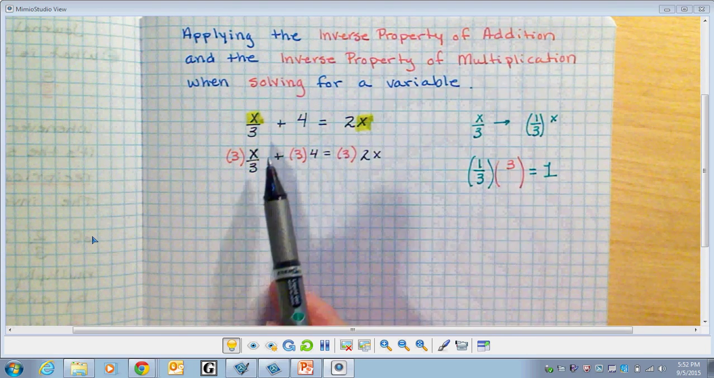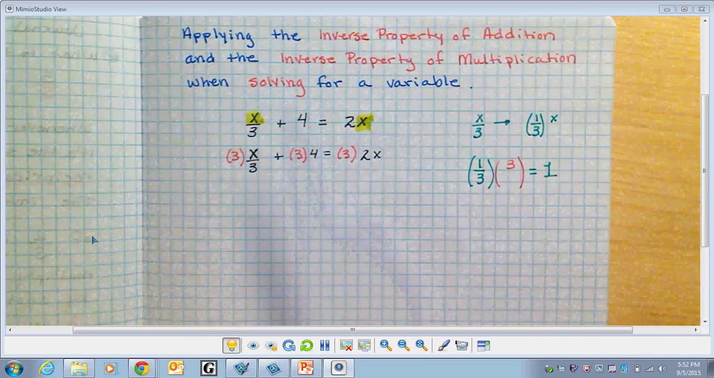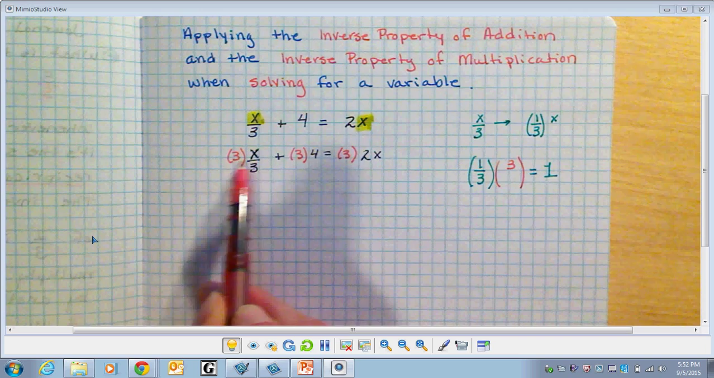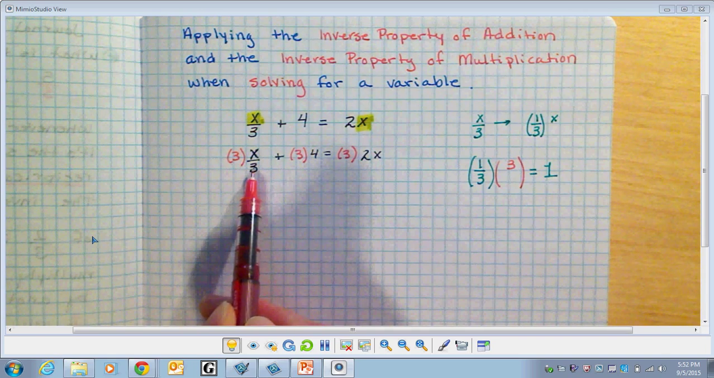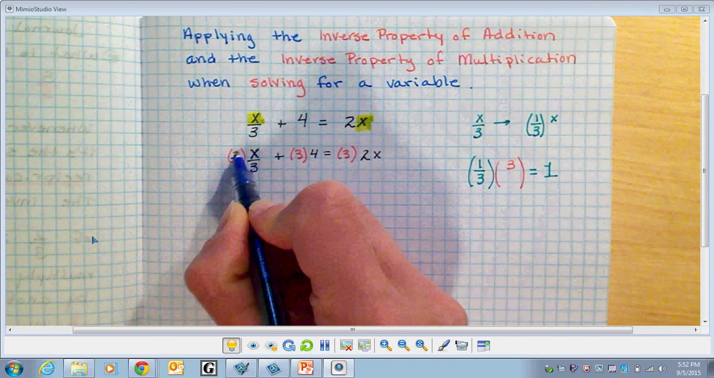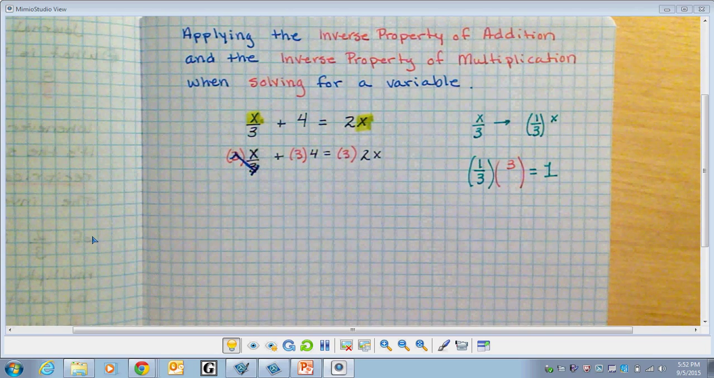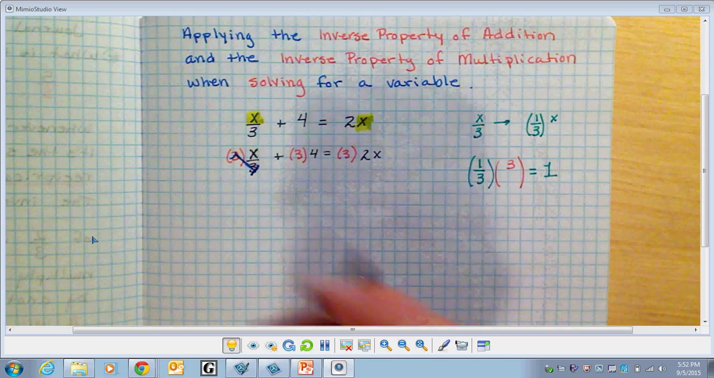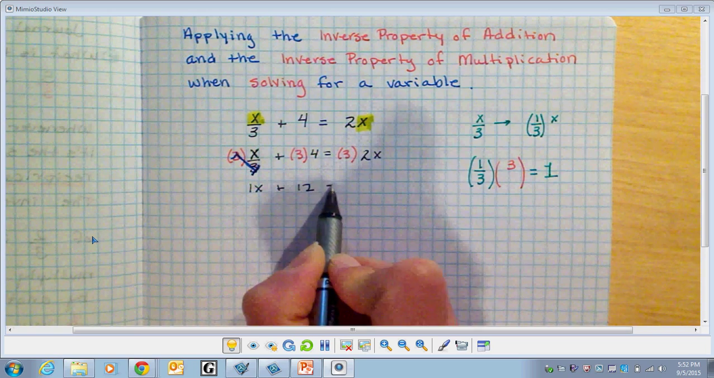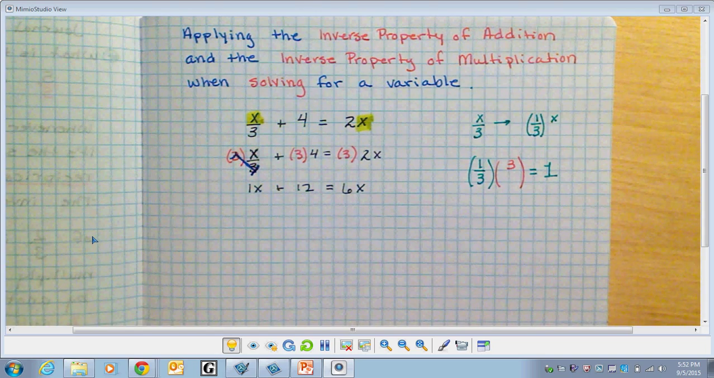So notice, if I'm going to get this out of the denominator, I'm going to multiply every single term by 3. So that means that I have 3 divided by 3. 3 divided by 3 turns into 1. So now this becomes a 1, which leaves me with 1x. So now I have 1x plus 12 is equal to 6x. So that's a much nicer looking problem.